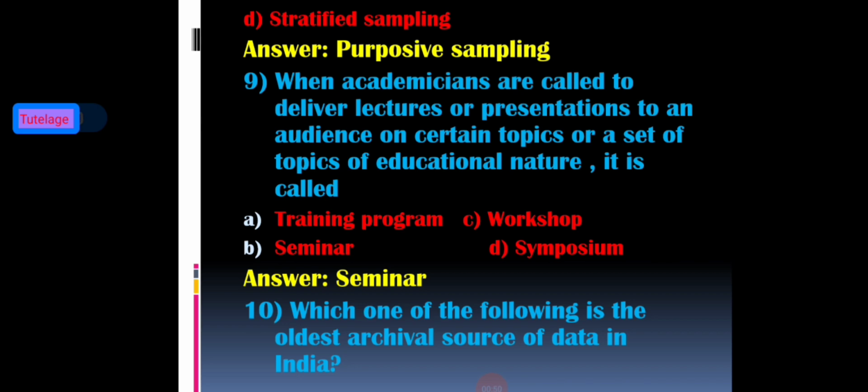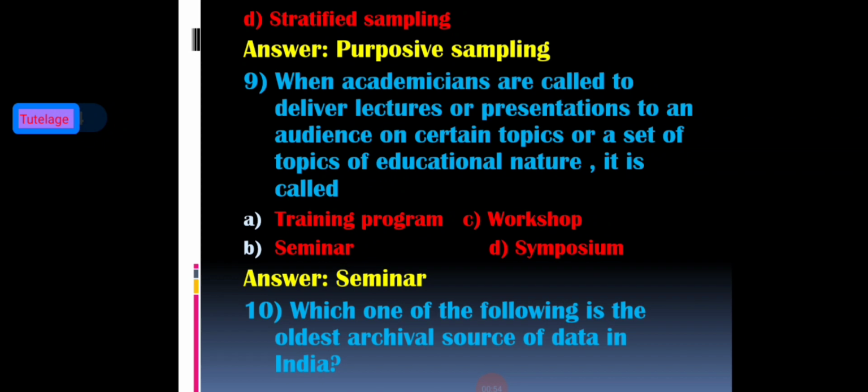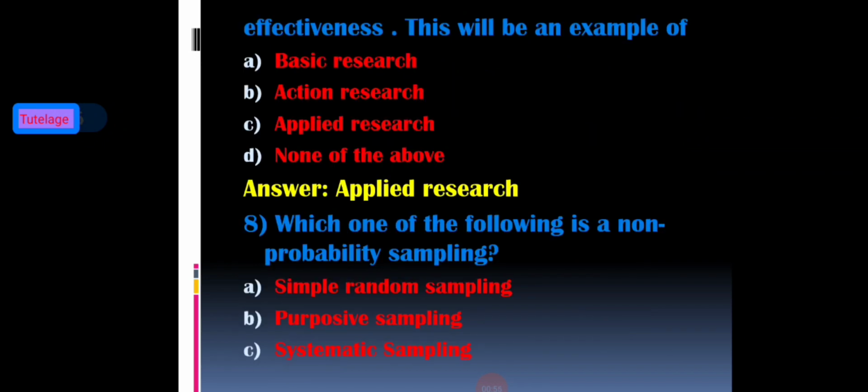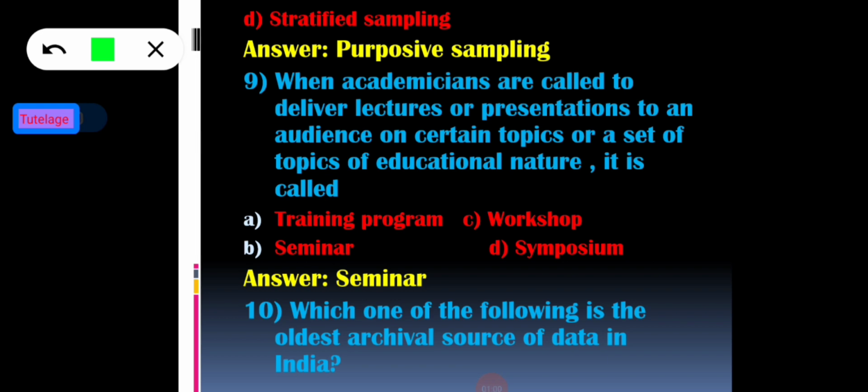I think so. Obviously, option number B, that means purposive sampling, is the non-probability sampling, and we have already told what do you mean by a probability and non-probability. So if you have any problems, so please go and check it once. So purposive sampling, option number B, is the correct answer. So now move on to the next question.